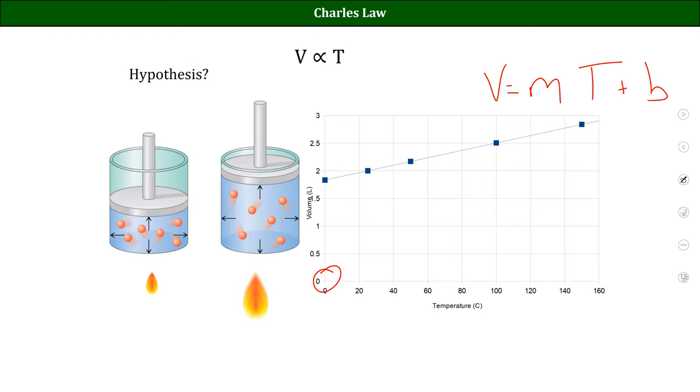What happens to a gas when you cool it down below 0 Celsius? It's still a gas, right? This shows that the volume is decreasing, but it doesn't necessarily say that it stops being a gas when you hit 0 Celsius. So we're going to have an intercept because you can get to negative Celsius, right? Well, what if we followed that all the way over?